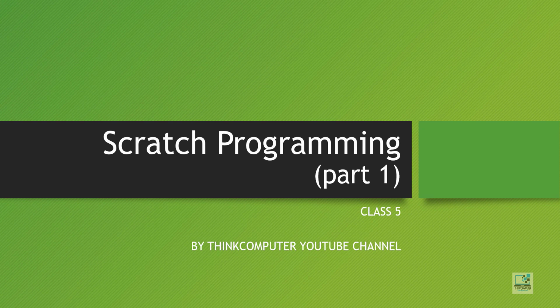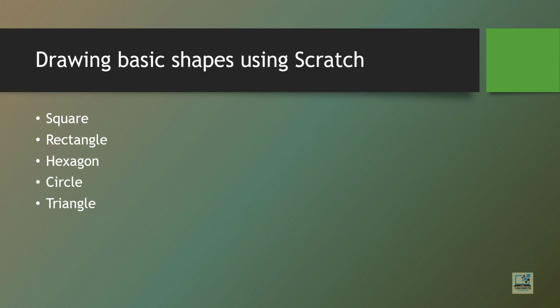In this video we will learn about programming in Scratch. So first let us learn the basic shapes, how we can draw basic shapes using Scratch. In my previous video I have already explained the components of Scratch. So if you have not watched that video, I suggest you watch it first, then come back to this video. We will be drawing these shapes in Scratch: square, rectangle, hexagon, circle and triangle.